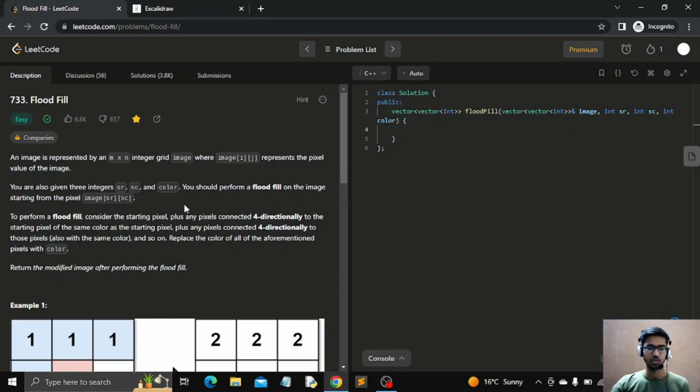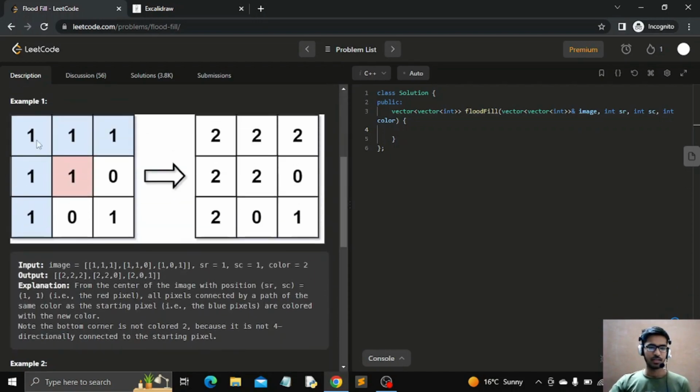What we need to do is begin from the starting pixel, and then consider all those pixels which are connected four directionally to the starting pixel, and they must be of the same color as the starting pixel. The same way, any pixels that are four directionally connected to those pixels also with the same color only, and so on. We need to replace the color of all these cells with the new color which will be given to us. We need to return the modified image matrix after performing the flood fill. Like this, we'll be given an integer matrix and the coordinates of the starting cell, and we need to expand the new color in this matrix starting from this beginning cell.